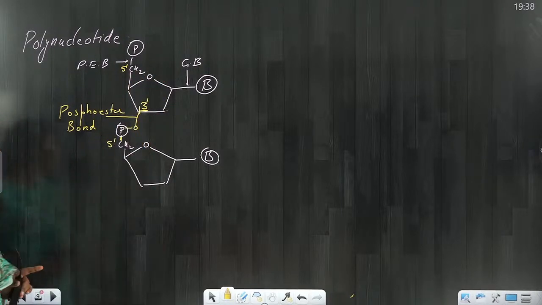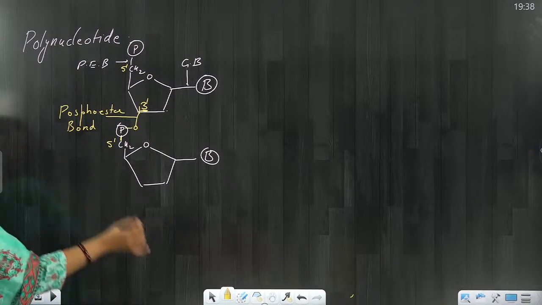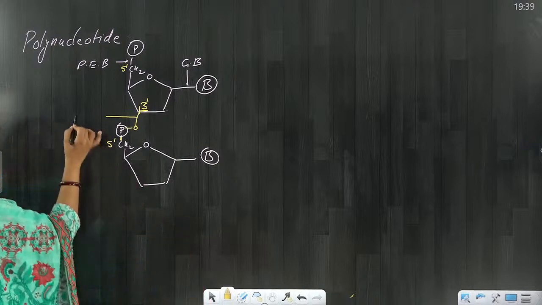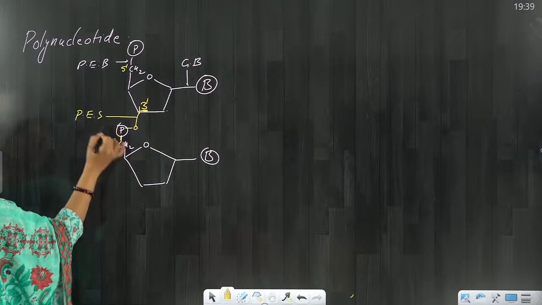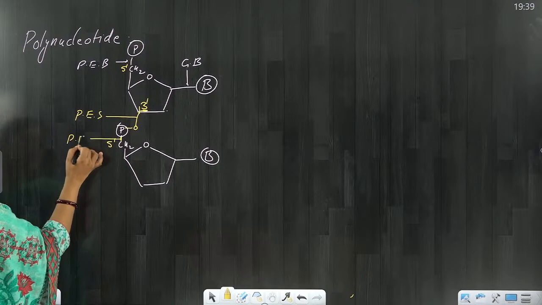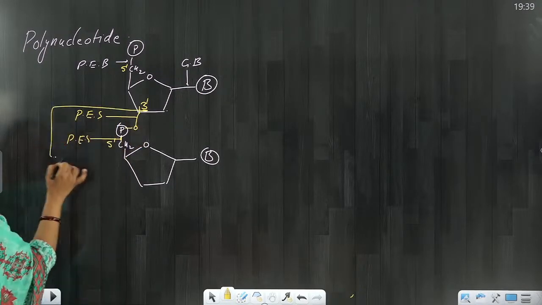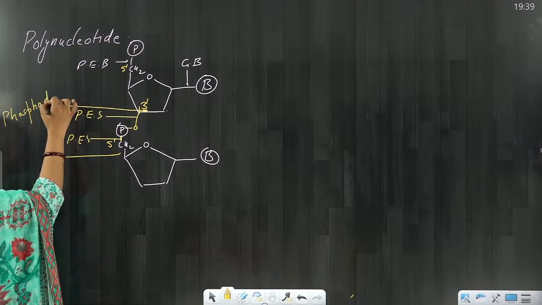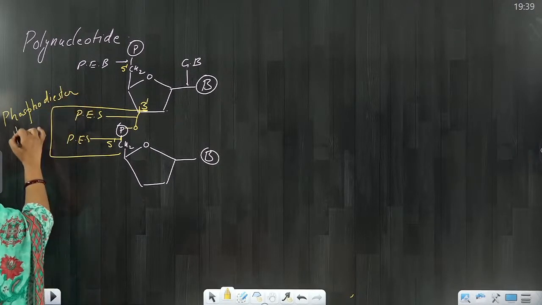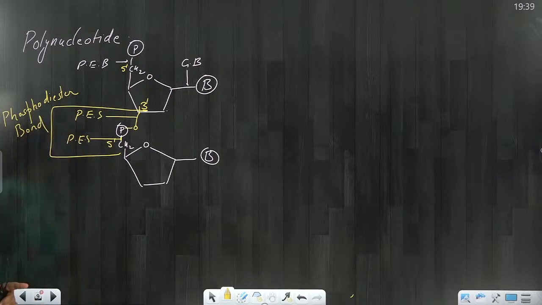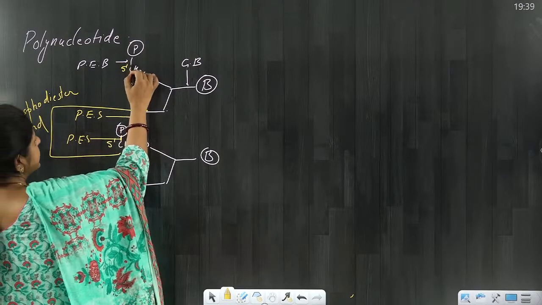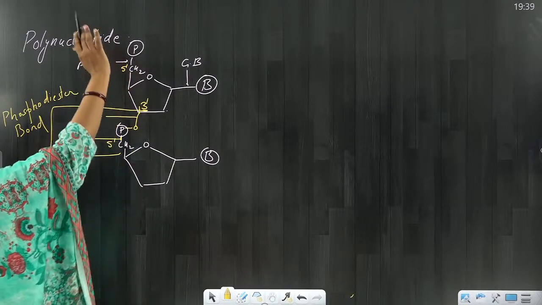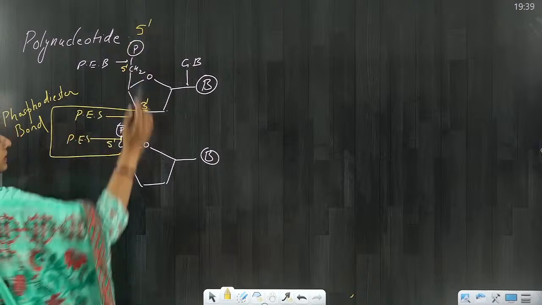3 prime position. Now can you imagine, this is a phosphoester bond, I am writing in short now, this is a phosphoester bond, and even this is what bond? Phosphoester bond. Now this complete thing you call a phosphodiester bond. What do you call it? Phosphodiester bond. This has one phosphate and it is a free end, and you call it the 5 prime end.